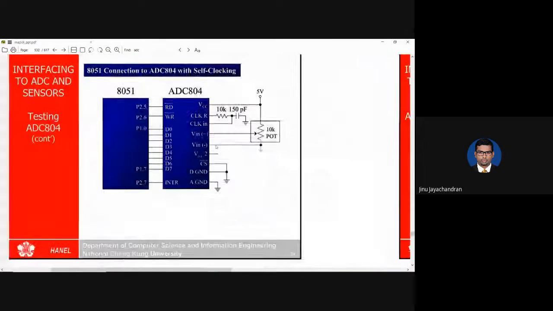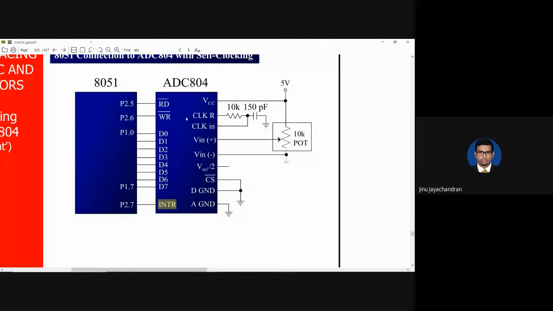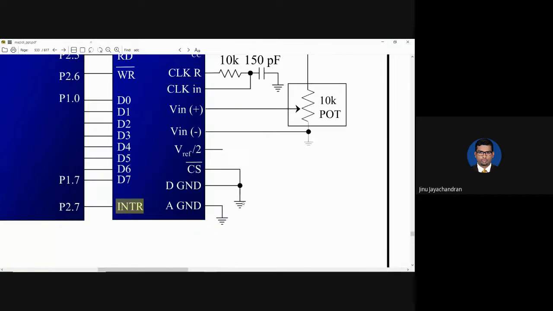This is the diagram. So you have the 8051. Your port 2 is connected to RD. Port 2.6 is connected to WR. Port 1 pins 0 to 7 are connected to D0 to D7, and port 2 pin 7 is connected to INTR. So your chip select is always connected to low.